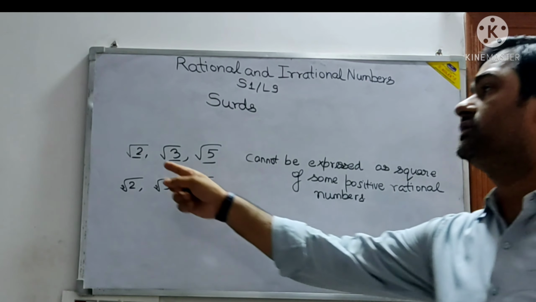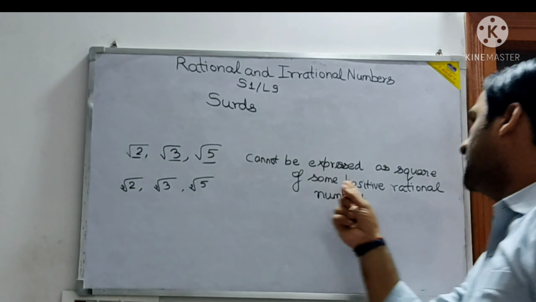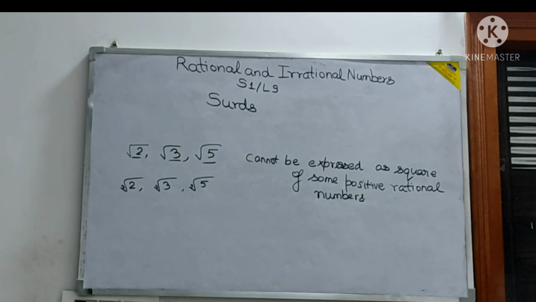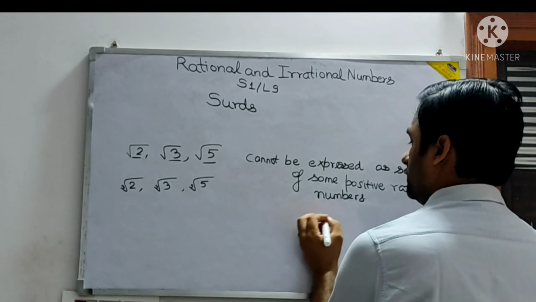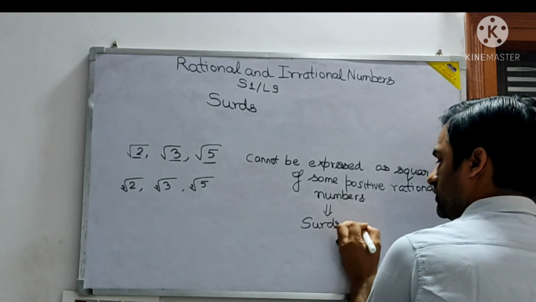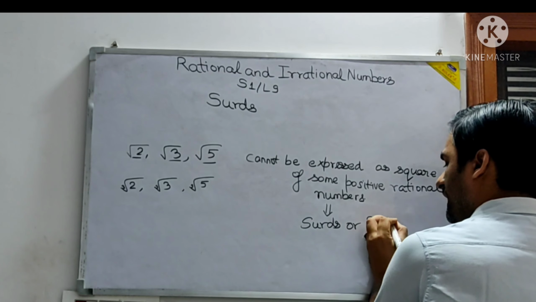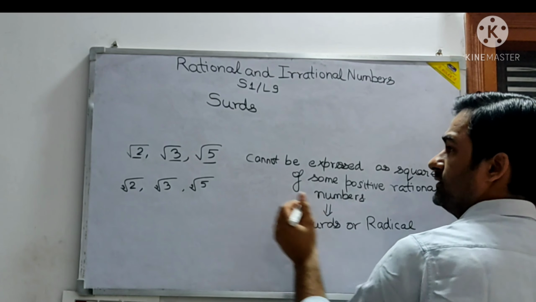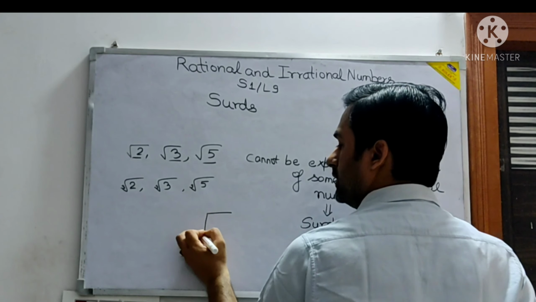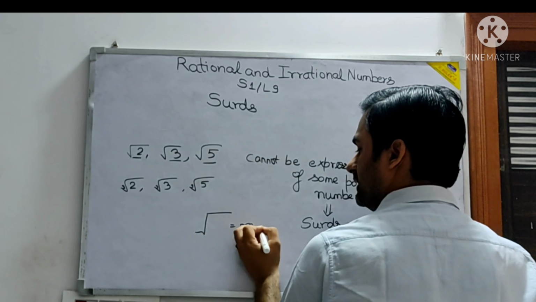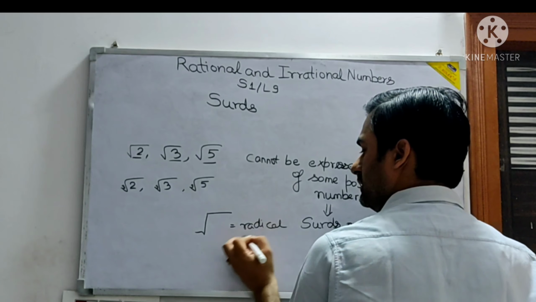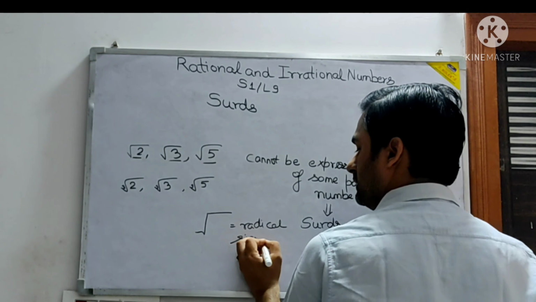So since root 2, root 3, root 5 cannot be expressed as squares of some positive rational numbers, these are called as what? Surds. Surds are also called as radicals. I'll explain more, it is just the introduction. Surds or radicals. But the word radical I have used many times. When I have said, see, this sign only is called as what? It's called as radical sign. Radical sign. Okay.